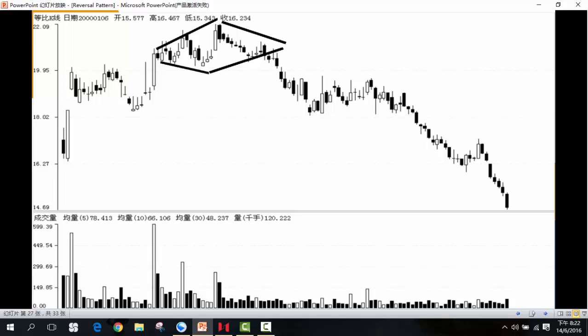This is the diamond pattern. Okay, then we can see the two highs, two lows. The next one, two highs, two lows. Okay, then we can see that this is like the diamond pattern. This is the top reversal pattern. If you see the top reversal pattern, where the diamond pattern appears, then the price drops. You should sell quickly. Okay.